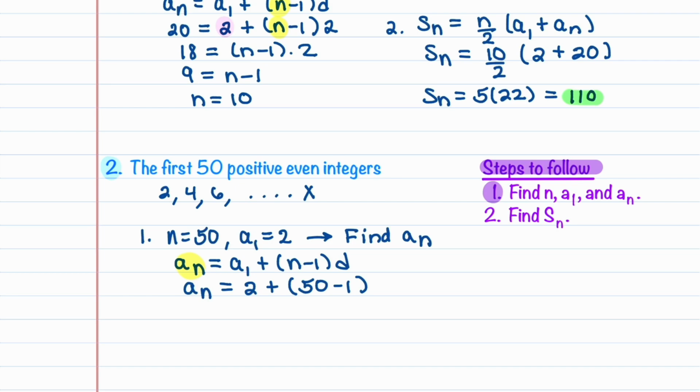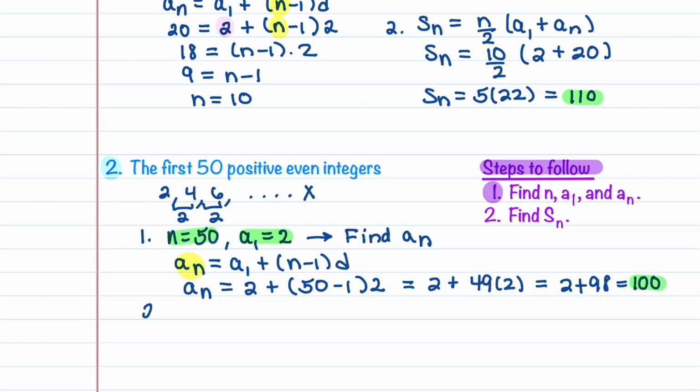Again, we weren't given d, but if we go up here, we can see that the difference between our integers is equal to 2. So our d is 2, and we can put that right down. This gives us 2 plus 49 times 2. So that's 2 plus 98, and that's going to be 100. Now let's make sure we have everything. We needed n, which we had. We needed a1, and then we needed an, which we just found to be 100. So we're good to go.